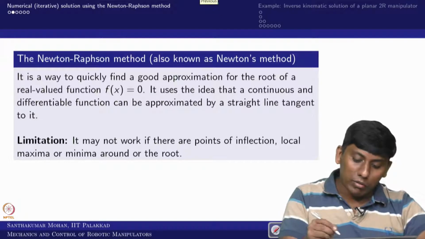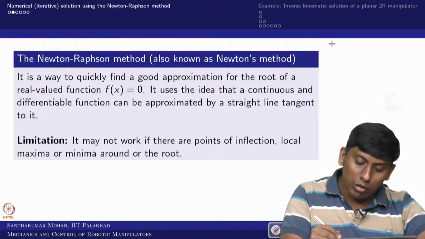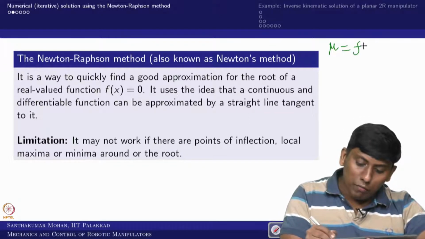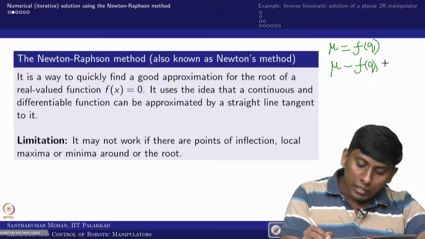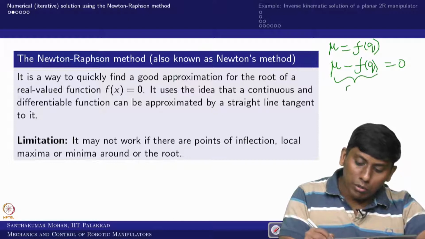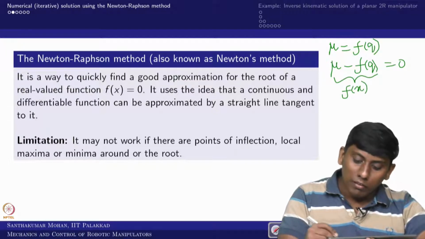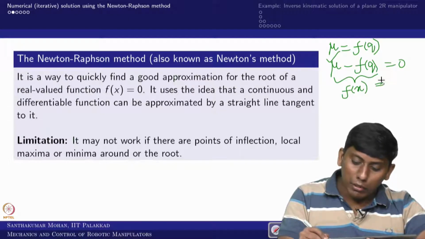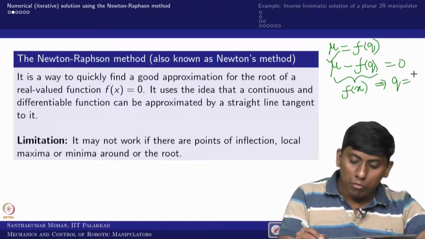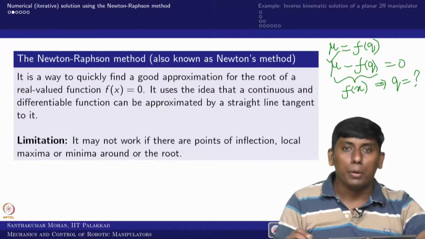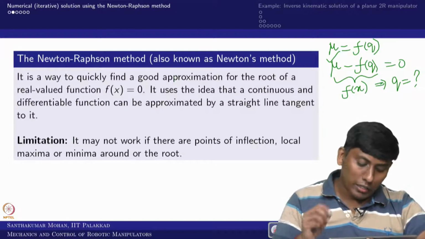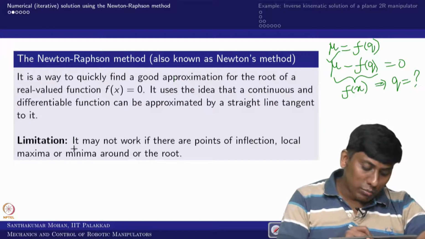So the same Newton-Raphson method we are going to use for a different benefit. We are going to call this mu is a function of q. So we are going to rewrite this as, equal to 0. This is what we are going to call a function of x, where mu is given and we are trying to find out q. What is this? With mu known, that is what we are trying to find. So if that is the case, what is the limitation?